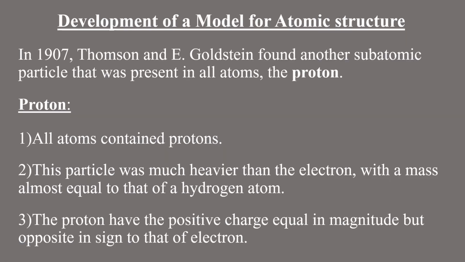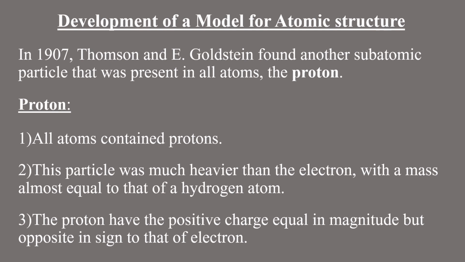In 1907, Thomson and E. Goldstein found another subatomic particle that was present in all atoms, and that particle is called the proton. Here I have some properties of protons that you need to know. All atoms contain protons. This particle was much heavier than the electron, with a mass almost equal to that of a hydrogen atom. Mass of a hydrogen atom is 1 and the mass of the proton is almost equal to the mass of the hydrogen.